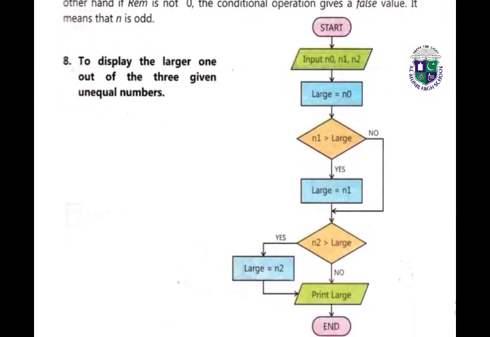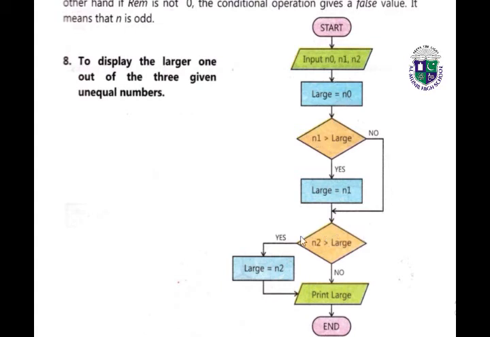Here number 8, we have a flowchart to display the larger one out of the 3 given unequal numbers. So here we will input 3 different numbers, 0, 1 and 2. Here we have to give the input which is large and 0. So first of all it will check whether the n1 number is large or not.